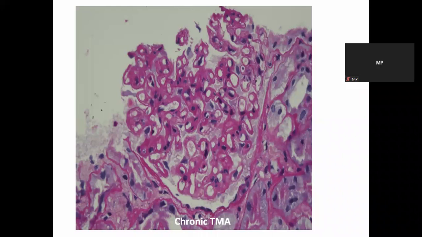The only difference is C4D staining in chronic AMR, and glomerulitis or PTC capillaritis you will be seeing in both. So the morphology of chronic TMA is similar to chronic AMR, antibody mediated rejection, and very similar to advanced membranous. How will you differentiate? In membranous, the immunofluorescence will be positive.